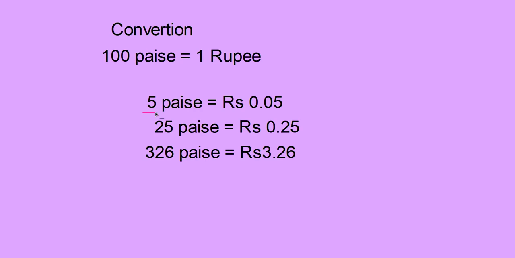Now we are using decimals for conversion of lower units to higher units. For example, 100 paise is equal to 1 rupee. So when we convert paise to rupee, you have to take two places of decimal. For example, 5 paise you can write as 0.05 rupees, 25 paise you can write as 0.25 rupees and 326 paise you can write as 3.26 rupees. You can see in all the cases two places of decimals are there.